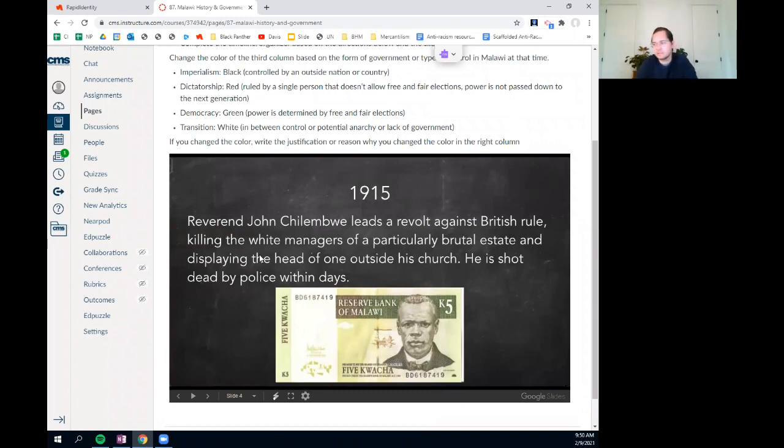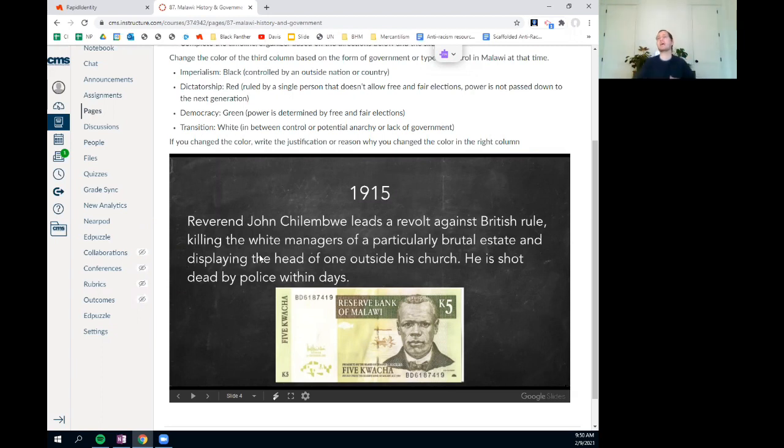1915, Reverend John Chilembwe leads a revolt against British rule. He goes to this estate where these white Europeans, British, are controlling things and maybe even enslaving, treating the workers poorly. He goes into this massive wealthy estate, and they kill the white managers. Then they displayed the heads of the white managers outside of his church. Later on, he is found and shot dead by the police.